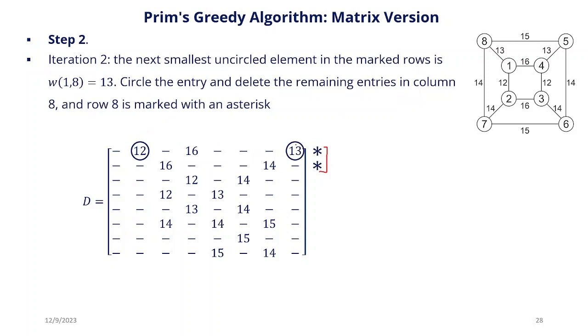Out of these 2 marked rows, which is the smallest entry? We are going to repeatedly look for the smallest entry in every asterisk row and circle it. Since between 14 and 13, 13 is the smallest, we circle 13, and the moment we circle something, we delete every other thing in that particular column. And you can guess what we are going to do next. Since this is column 8, where are we going to asterisk? Certainly row 8. So we asterisk row 8, and then we'll move on.